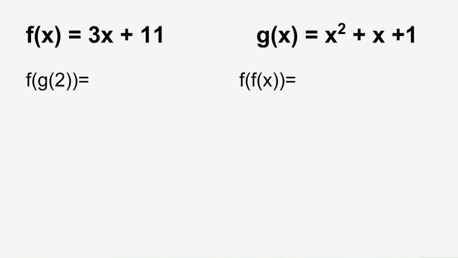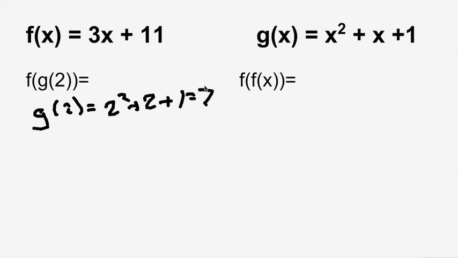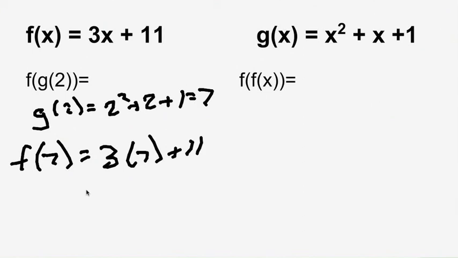So if we look at these same equations again, f of g of 2. In order to find this, you first have to find g of 2. And g of 2 is 2 squared plus 2 plus 1, which equals 7. And then you can do f of 7, because g of 2 equals 7. And f of 7 is 3 times 7 plus 11. So 21 plus 11, so 32.